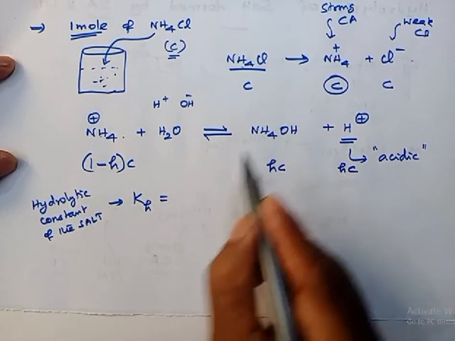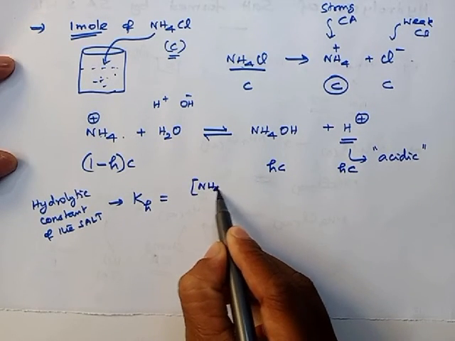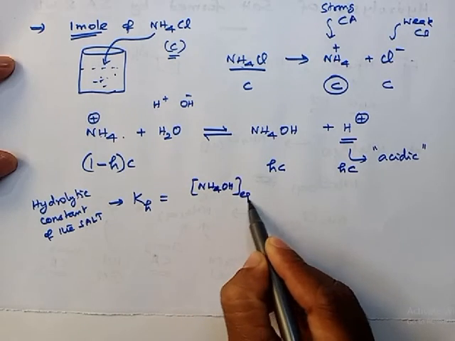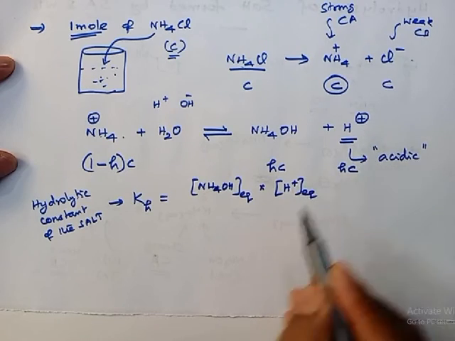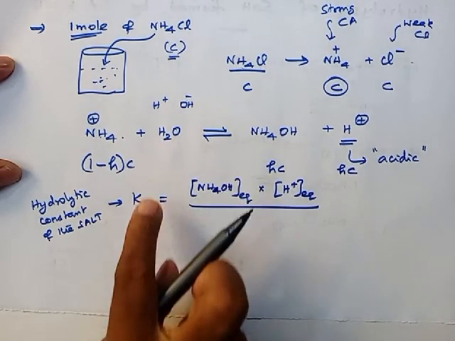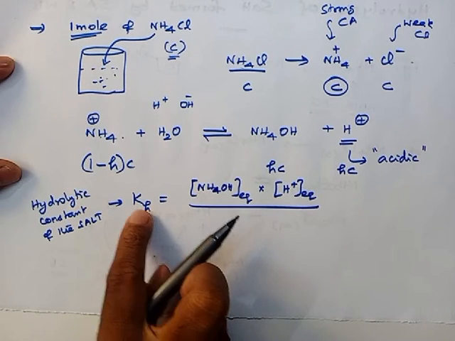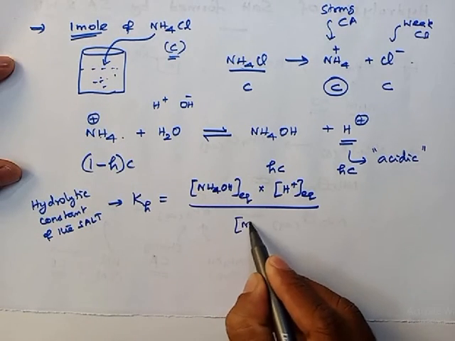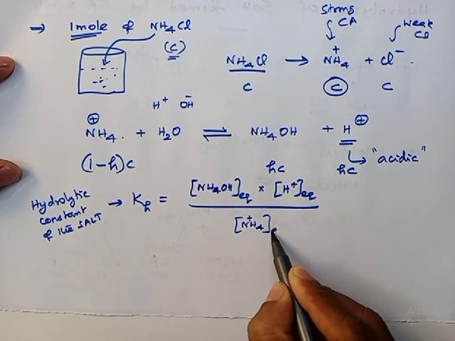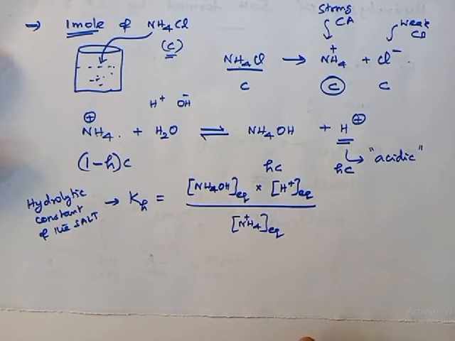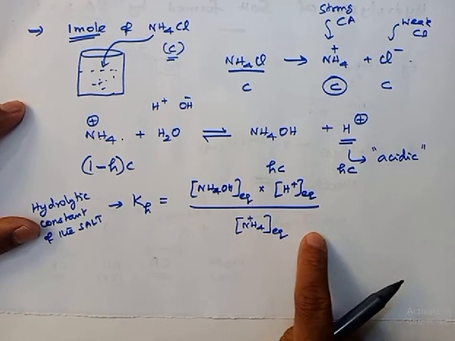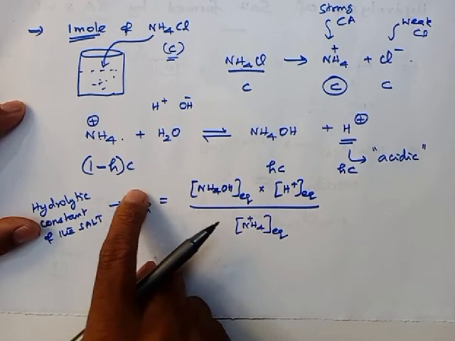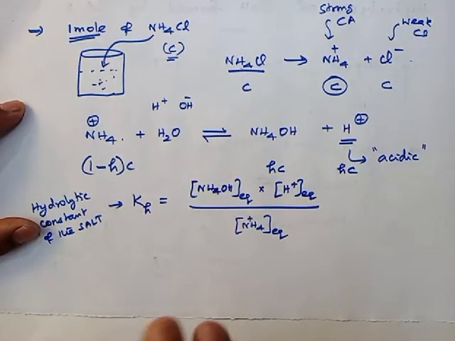It is nothing but the equilibrium concentration of ammonium hydroxide into the equilibrium concentration of H plus ion, divided by, since I have included water with this constant, I can write directly the equilibrium concentration of ammonium ion. Since water is always taken in excess, the concentration of water remains constant. That constant is included here. That's why I wrote the constant directly as Kh.